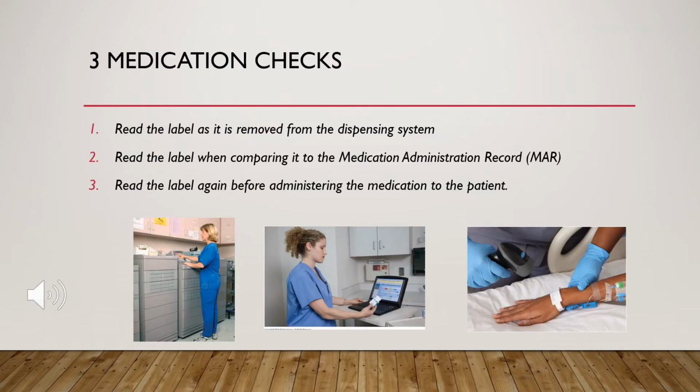Safe medication administration begins with the 3 medication checks. So when you pull the medication bottle out of the dispensing system, you read the label as it's removed from that dispensing system. Then you read the label when comparing it to your medication administration record or your MAR. That's your second check. And then the third check and the final check is reading that label again before administering the medication to the patient.